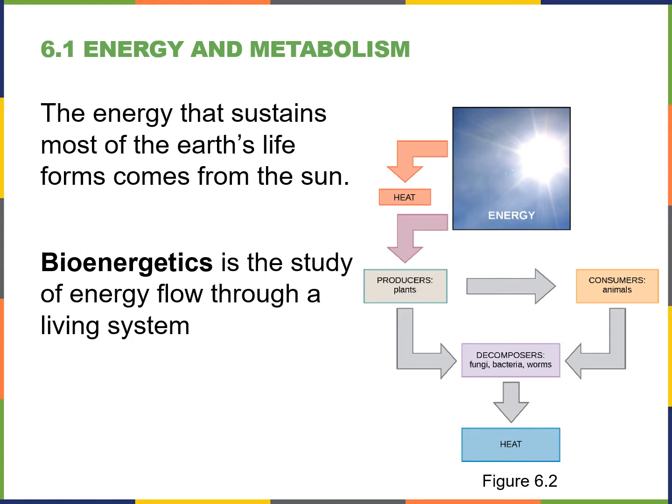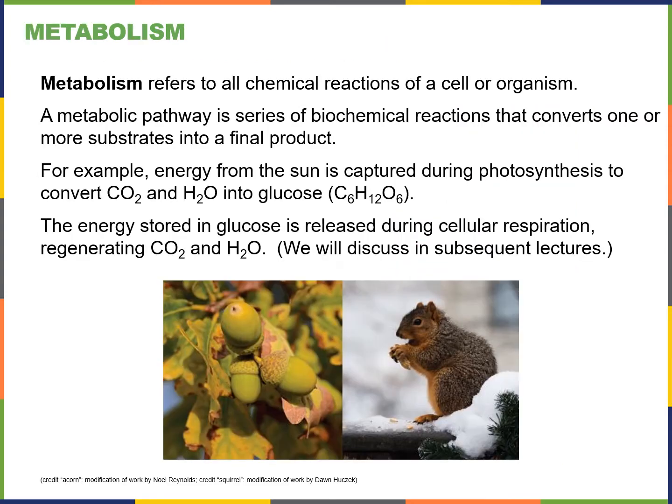So as we get through this chapter, you're going to be able to understand and differentiate between some of the essential chemical reactions that occur inside cells, including those that use and release energy, and therefore you will gain a better understanding about cellular metabolism. Metabolism refers to all chemical reactions of a cell or organism, and a metabolic pathway is a series of biochemical reactions that converts one or more substances into a final product.